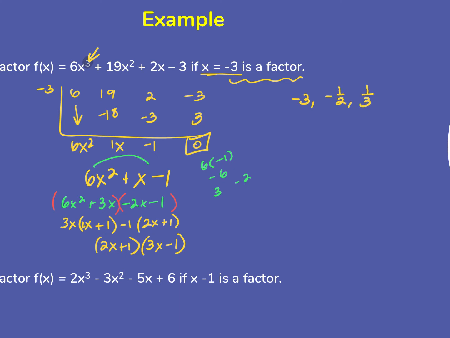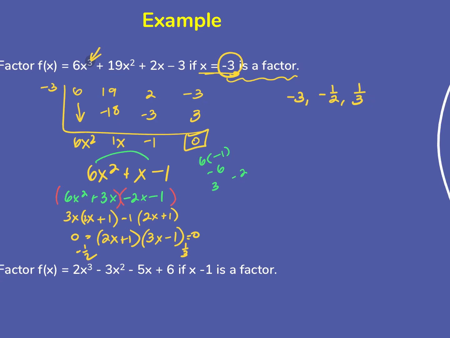I got that from the one they gave me. And then I would set each of these equal to 0. I'd get -1/2 here, and I'd get +1/3. So if it said list the zeros, that's what it would look like. Or solutions, or on a graph, these would be x intercepts.